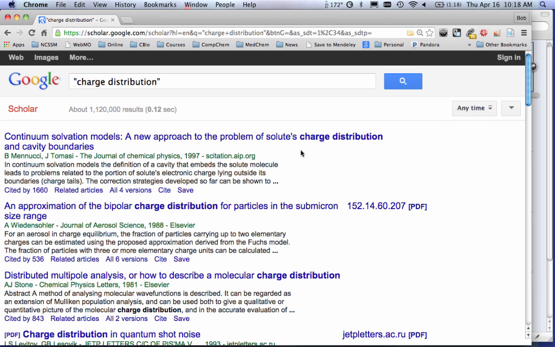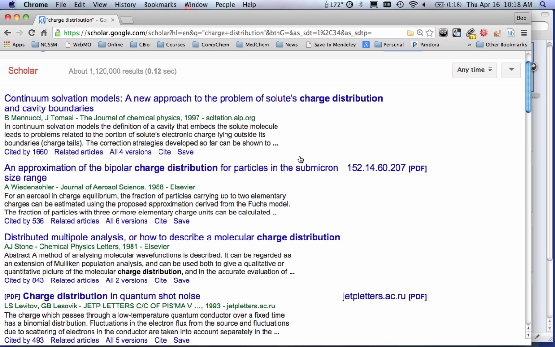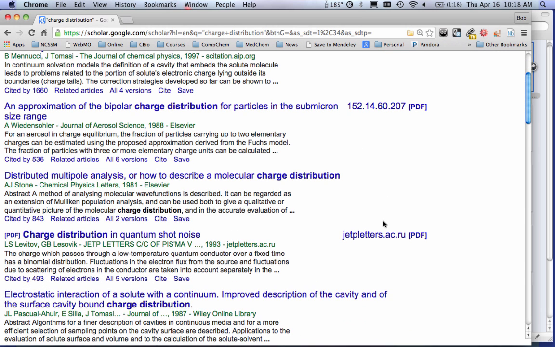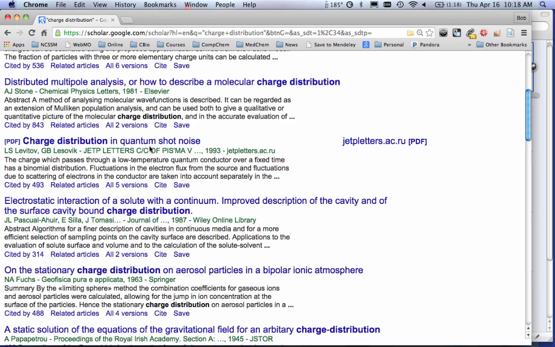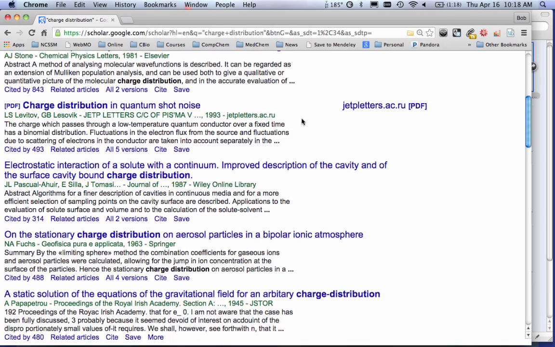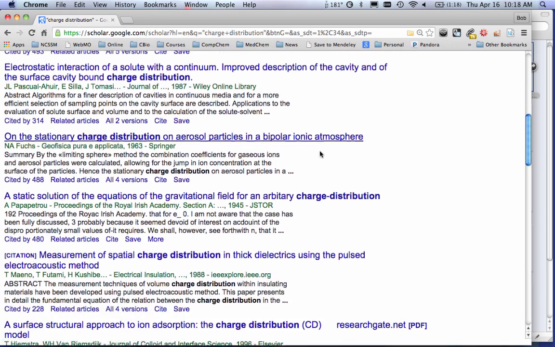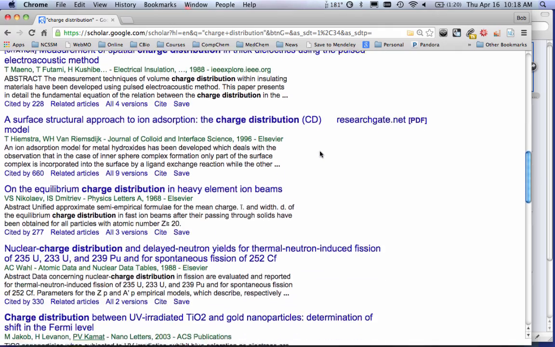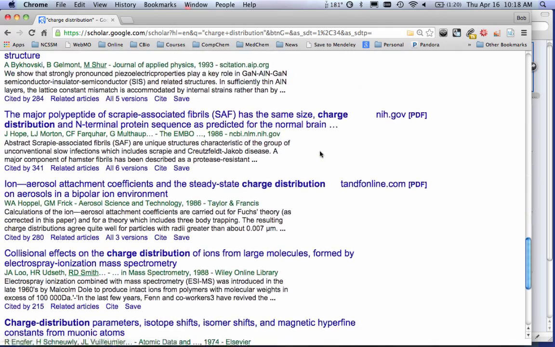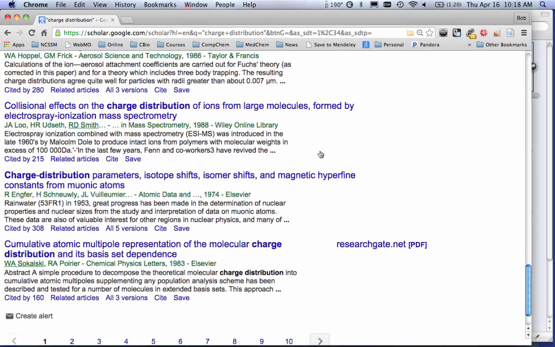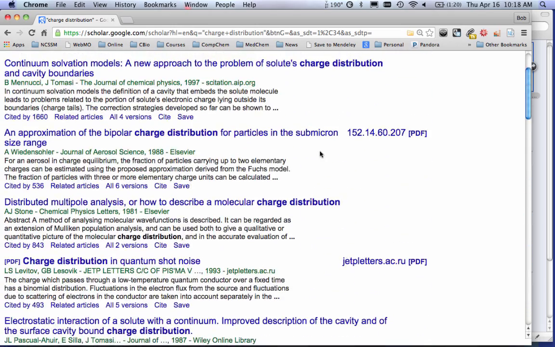Okay, a new approach to solutes. Well, we're not in a solution, so that's not a good article. I'm not really looking at bipolar charge distribution. I'm not looking at, well, that might be a potential article. I'm not looking at quantum dots, so I keep scrolling down through here. I'm looking for titles that might have something that is of interest here. Okay, not finding anything particularly useful.